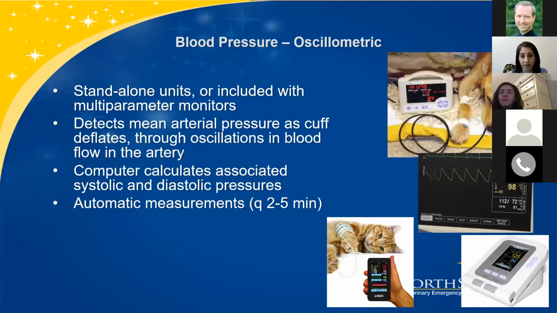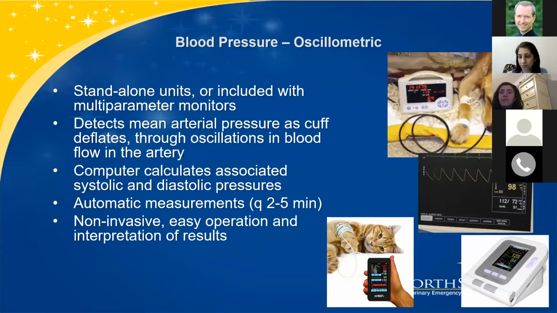The nice thing about an oscillometric unit is that you can program it to make automatic measurements every few minutes. They're non-invasive, they're easy to operate, and they provide a digital readout that doesn't require a skilled person to interpret. It spits out a number that is the blood pressure.